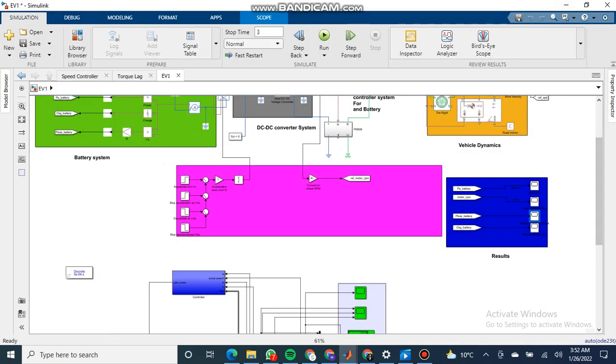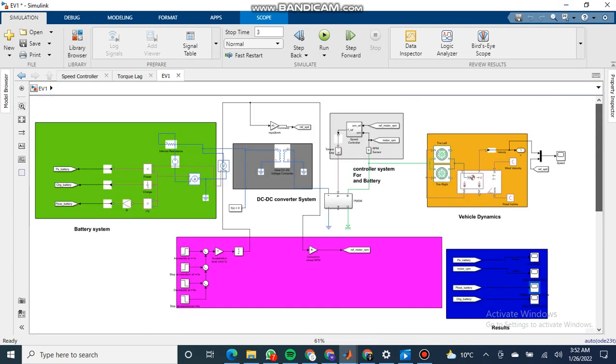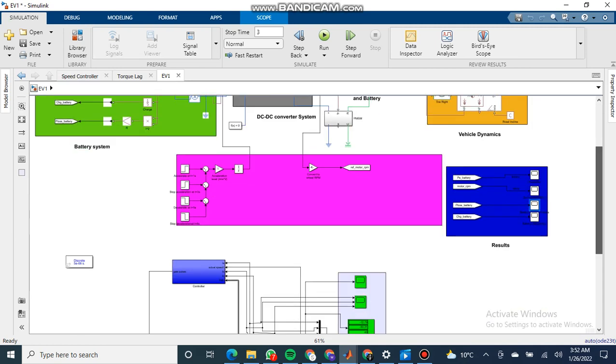So in this way you can design this thing. First defining the battery, then if I'm using a voltage source, using a controller system for the battery, then using the vehicle dynamics, and this is how we can do this thing.